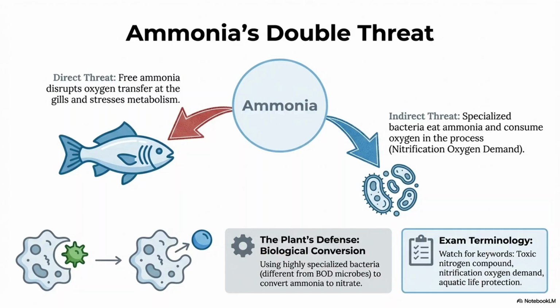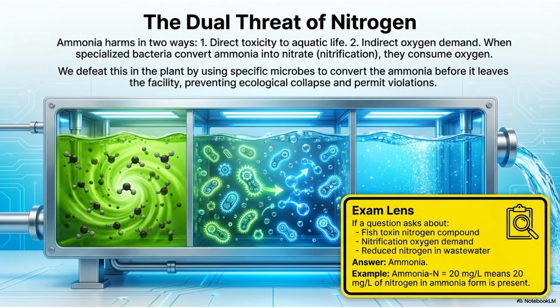This is a different kind of enemy. BOD steals oxygen. TSS blocks light. Ammonia attacks the fish's gills. Step 2. Ammonia's second hidden effect. But ammonia has a second danger. Remember what we learned earlier. Microbes consume oxygen when they break down pollutants. Well, when bacteria convert ammonia into nitrate, a process you will later learn is called nitrification, they consume oxygen. So ammonia can harm in two ways. 1. Direct toxicity to fish. 2. Creating indirect oxygen demand while being eaten by specific microbes that consider it food.